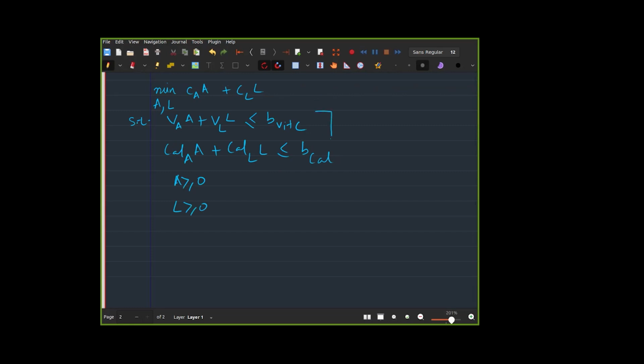And I told you multiple times that these are called constraints. This is called the cost function, or it's also called the objective function, right?